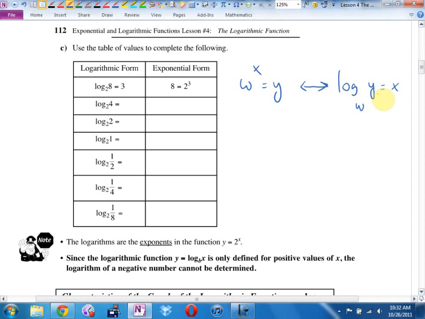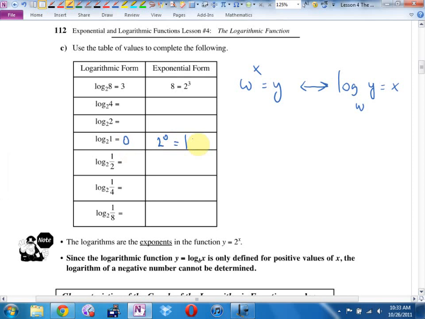So it's asking us to practice. Here's the log form, here's the exponential form. Let's try this one right here. The log base 2 of 1, what's that? 0, because 2 to the 0 equals 1. If you know one version, you know the other version. If you know the log, you know the exponent. If you know the exponent, you know the log.